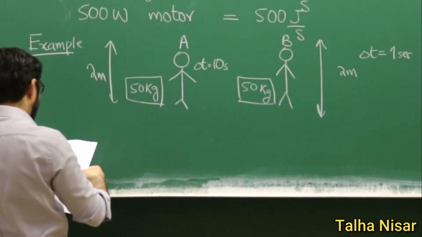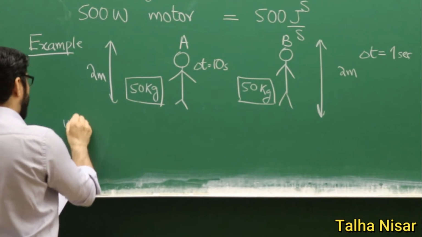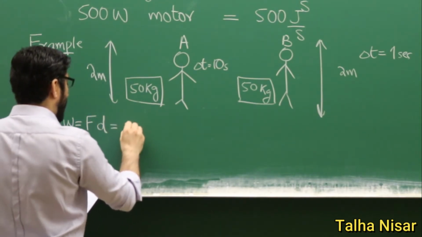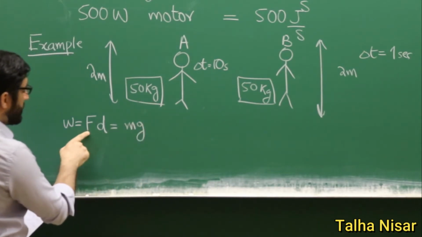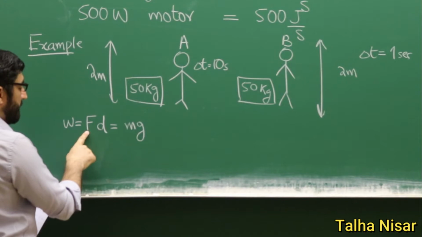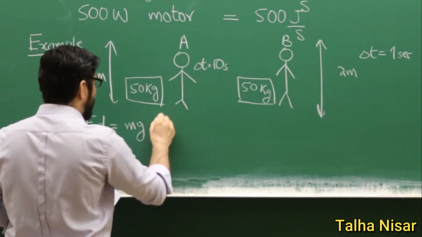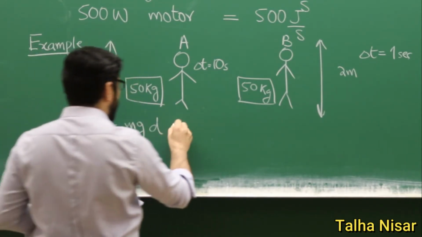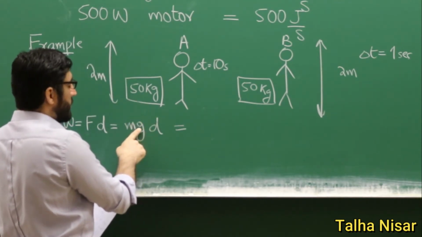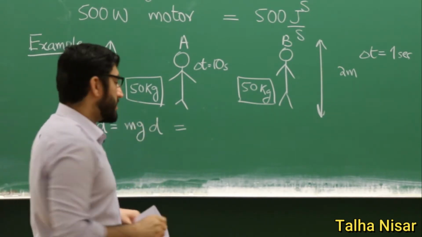Now we calculate the work done first. We have the force, and the mg is the gravitational force, so we just replace this F by mg, and then we write the distance. The displacement is 2 meters. The mass is 50 kg, and the gravitational acceleration is 9.8 meters per second squared.